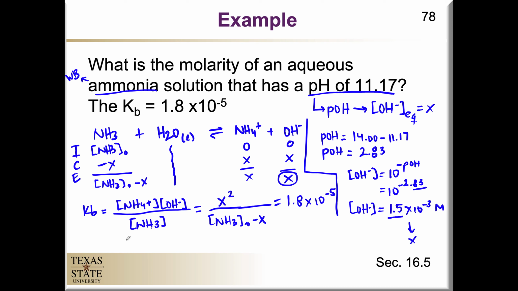So in this particular case, I'm going to rearrange the equation and I'm going to say, okay, my NH3 concentration initial is going to be equal to X squared divided by the Kb value, which was the 1.8 times 10 to the negative 5, and then that is going to be plus X. Plug in the value of X here and here, and you should be able to get your answer as 0.13 molar. And we are done. Yay!